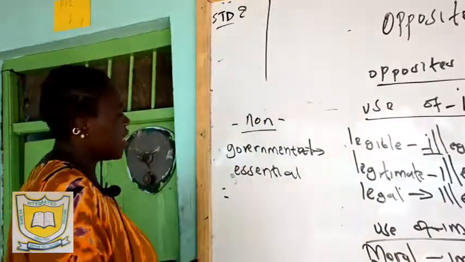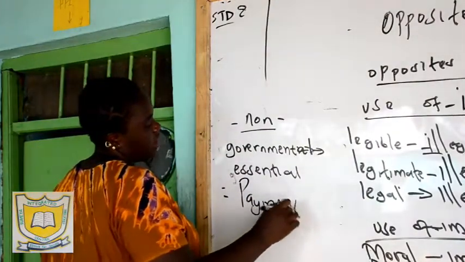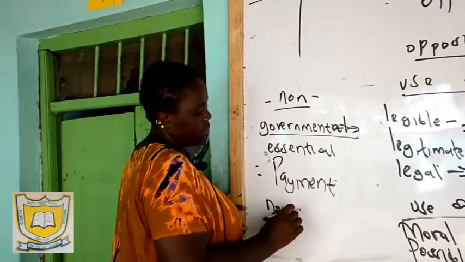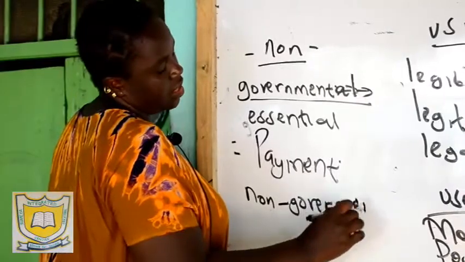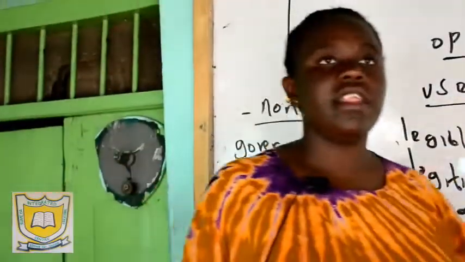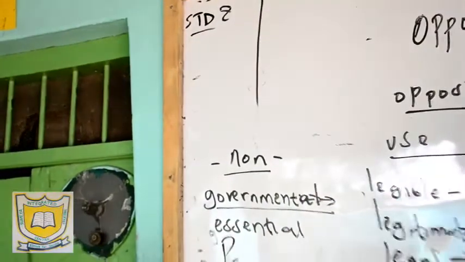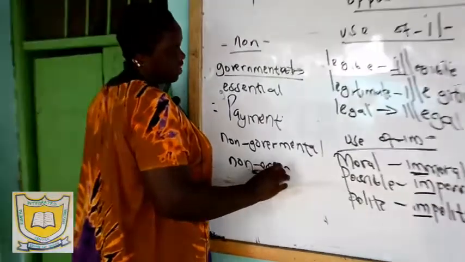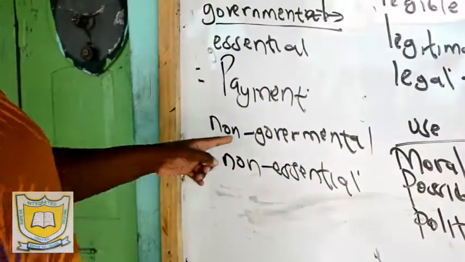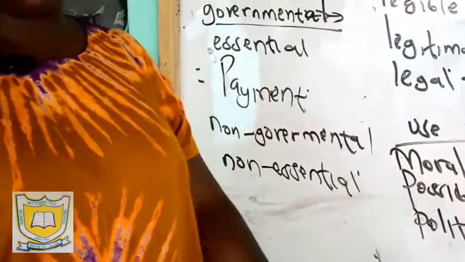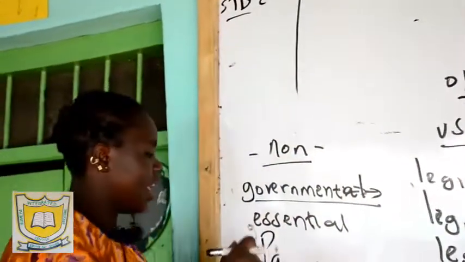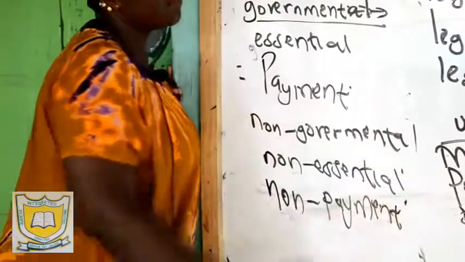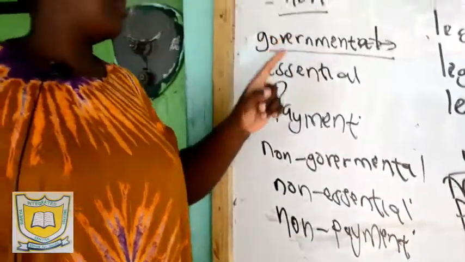You can say it is a government school or it is governmental. If it isn't, then we say it is non-governmental. You realize that I have a hyphen between the words non and governmental. Then you have essential. If something is not essential, it is non-essential. Between the words I have a hyphen. You can have payment. If it's not payment, we say non-payment.